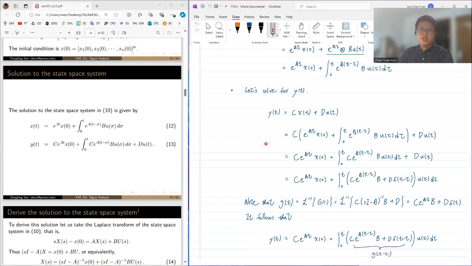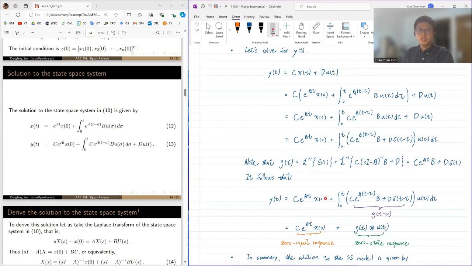Once we've obtained the state trajectory x of t, we can then substitute it into the output equation and get y of t equals C times the matrix exponential e to the A times t times x of 0 plus the convolution between the matrix exponential e to the A times t and B times u of t plus D times u of t, or equivalently, C times the matrix exponential e to the A times t times x of 0 plus the integral shown here.